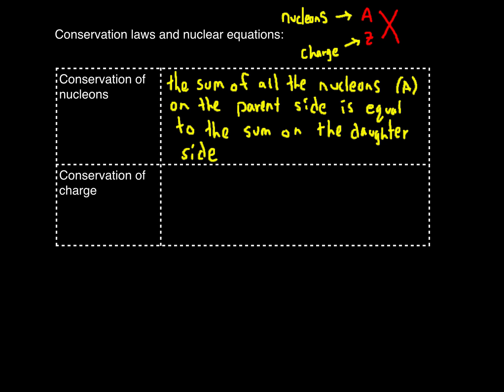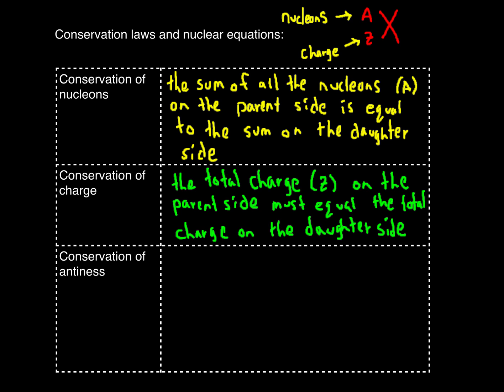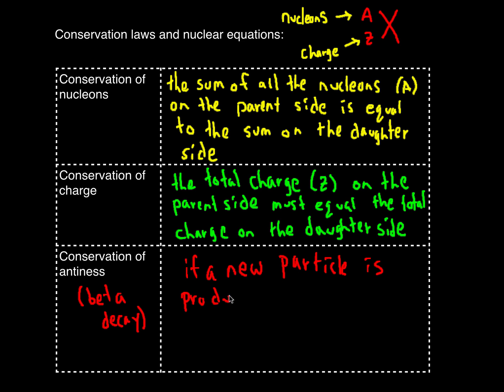Next is conservation of charge. The total charge, or all the Z numbers added together on the parent side, must equal the total charge on the daughter side. The final conservation law I kind of made up. It's conservation of antiness. It will help you out when you're examining beta decay reactions. If a new particle, one that didn't exist before, is produced, an antiparticle will also be produced.